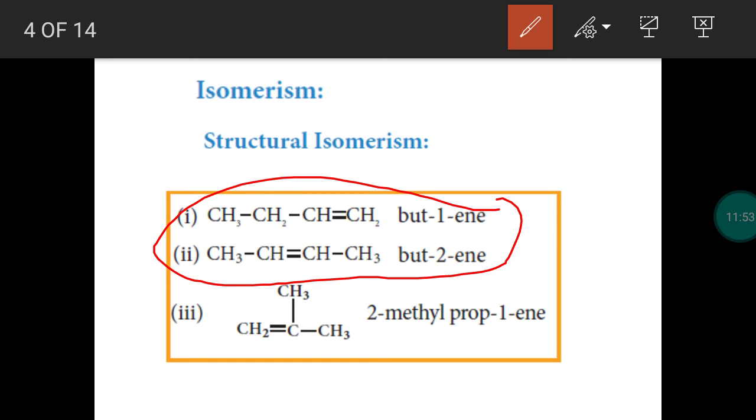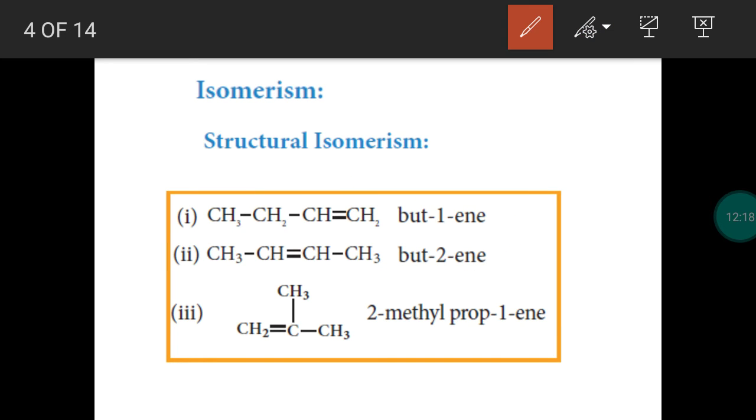Because of the double bond, chemical reactions are taking place. We don't have any alcohol, aldehyde, or carboxylic acid, any special functional group. The double bond will behave as a functional group. So compounds with the same molecular formula but different position for the functional group are called positional isomers, and the property or phenomenon is known as positional isomerism.